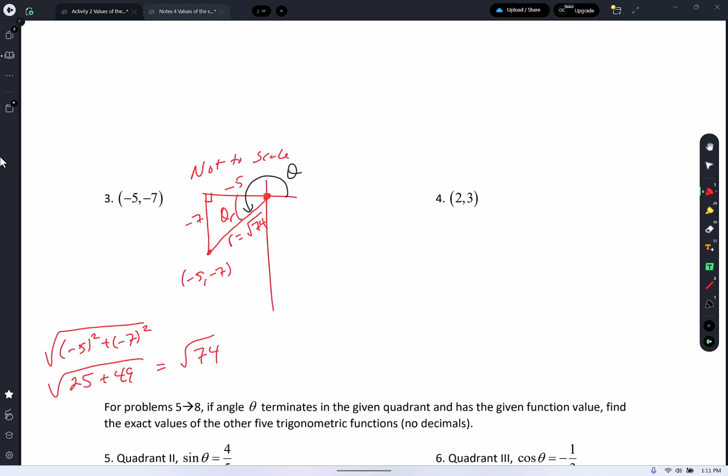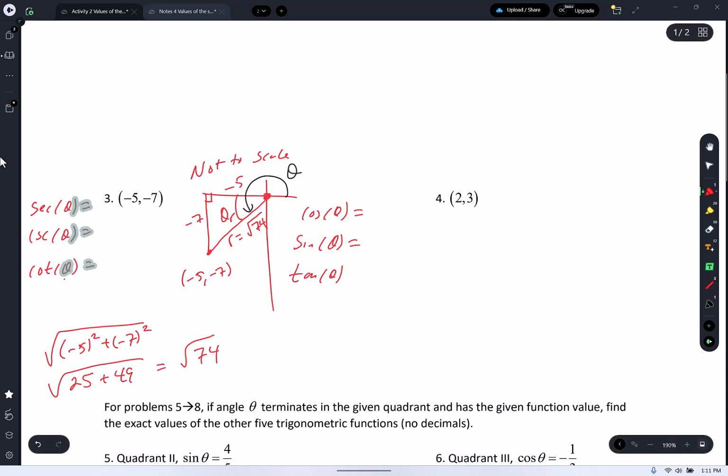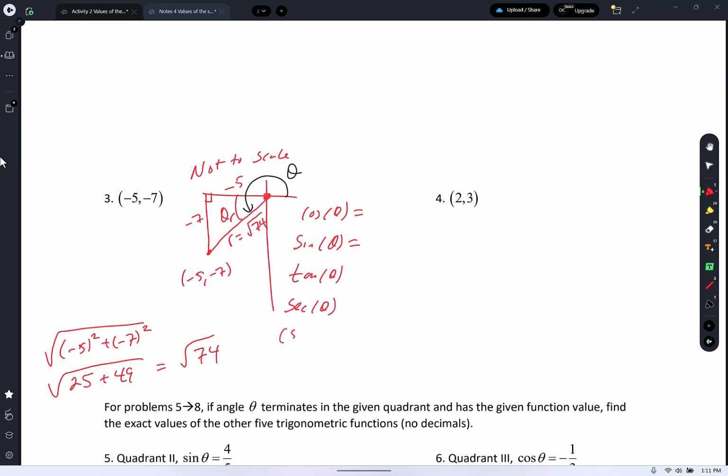All right, here we go. I'm going to come over here. I'm going to write cosine theta, sine theta, tan theta, and on the other side I'm going to write secant theta, cosecant theta, cotangent theta. Maybe I have enough space. I could write it down here. Let's see. Secant theta, cosecant theta, cotangent theta. Yeah, I got enough space.